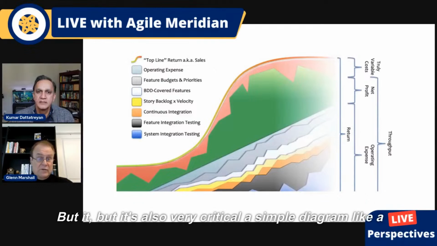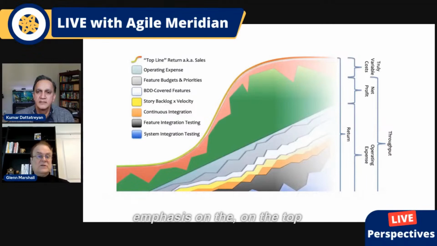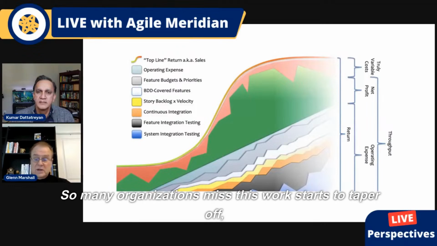But it's also very critical. A simple diagram like this continuous flow diagram can be extended to add finance to it, and have an emphasis on the top line rather than the bottom line. So many organizations miss this.